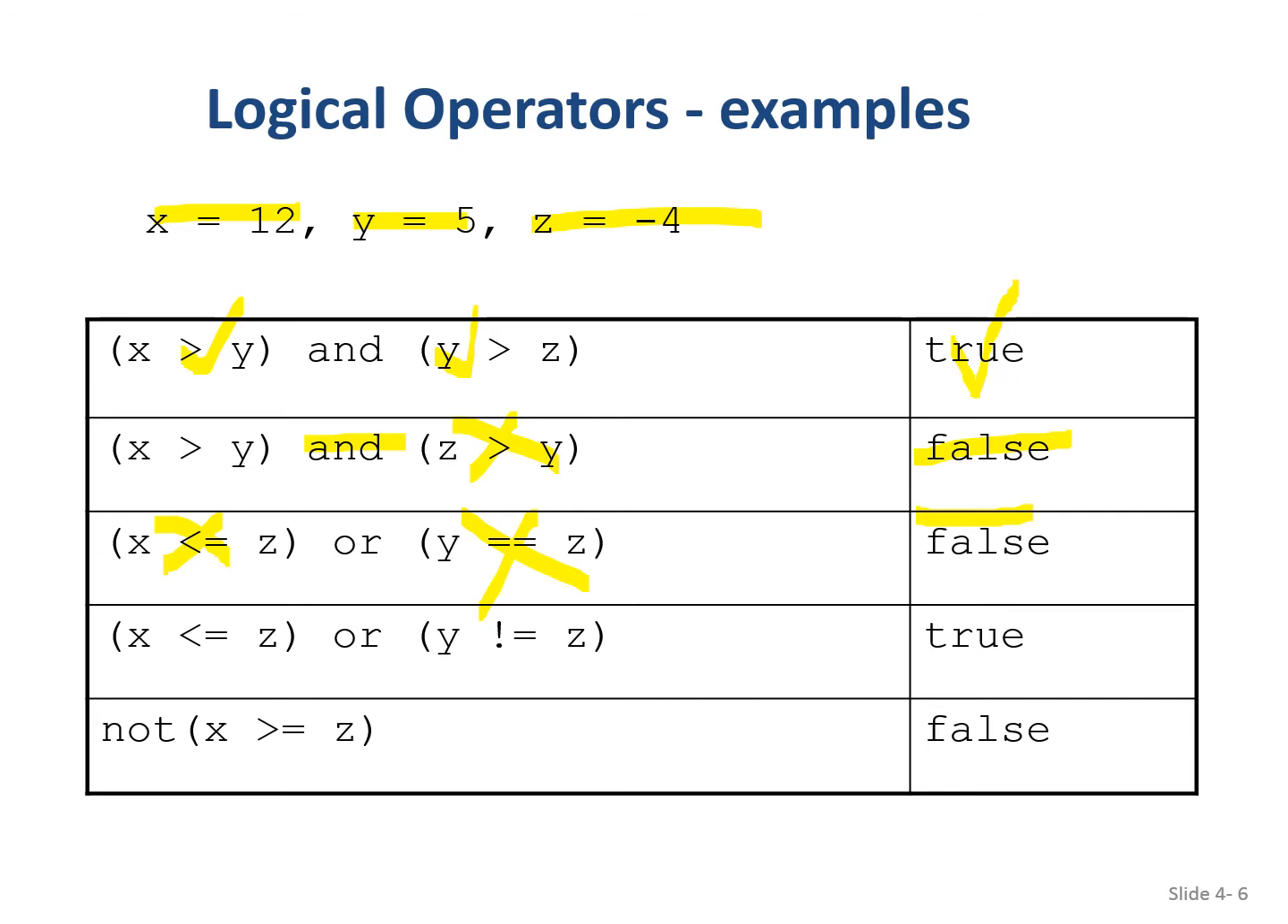Okay, x is less than or equal to z, this is false, and y is not equal to z, 5 is not equal to negative 4, so it is true. So this is a true statement. Okay, and not. So x is greater than or equal to z. x is 12, 12 is greater than negative 4. So this is a true statement, but being reversed it becomes false.